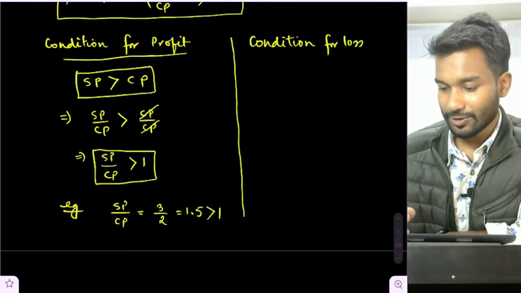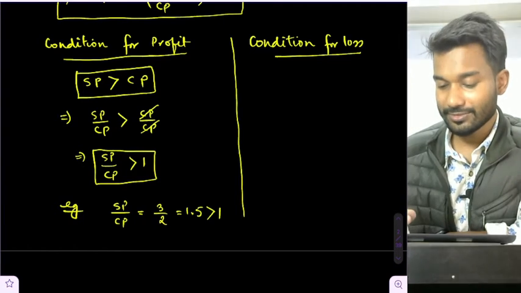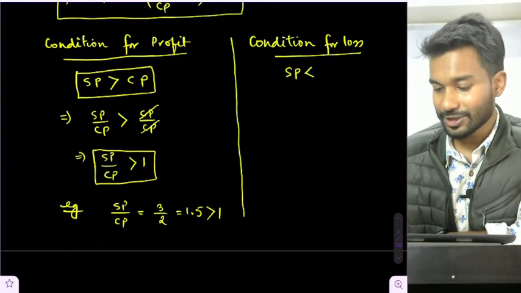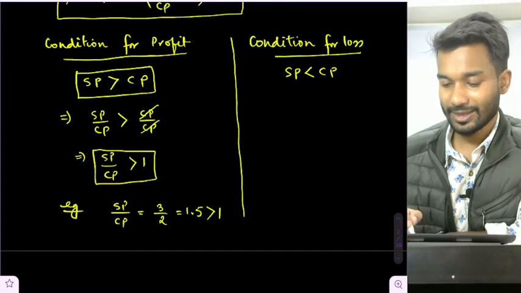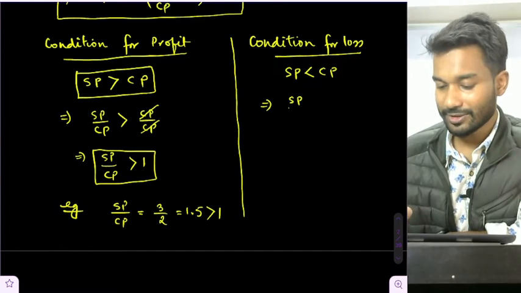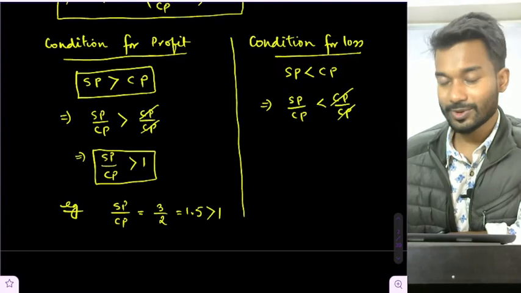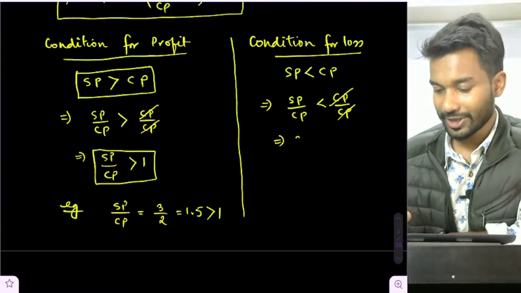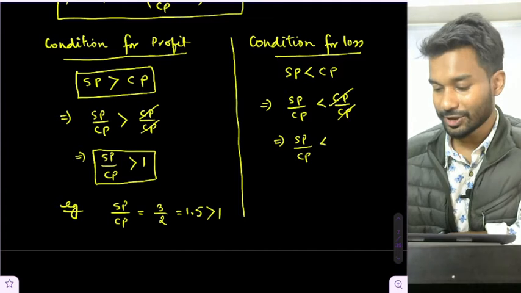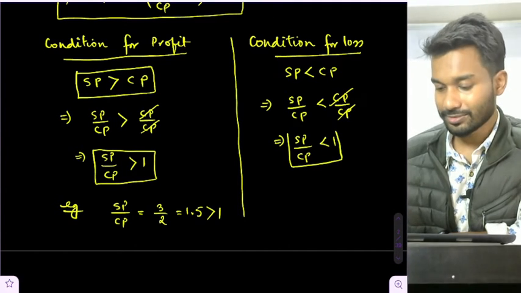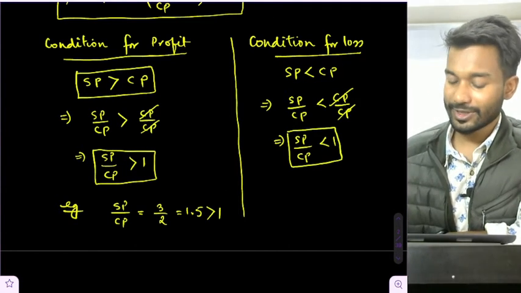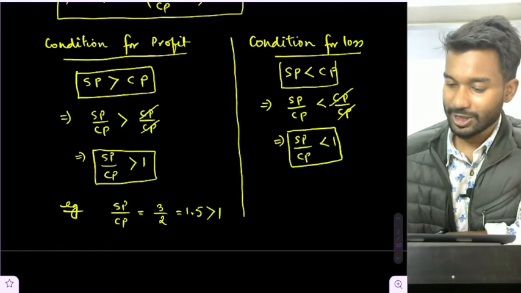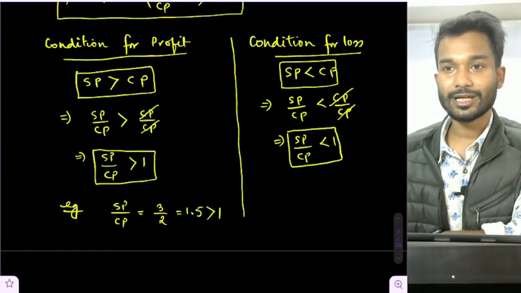Condition for loss. What will be the condition? Selling price of an article must be lesser than the cost price. I'm dividing by cost price on both sides. The cost price and cost price will cancel out. What shall we get? SP by CP ratio must be lesser than 1. Very important. So whenever the ratio comes out to be lesser than 1, then we'll say there is a loss.